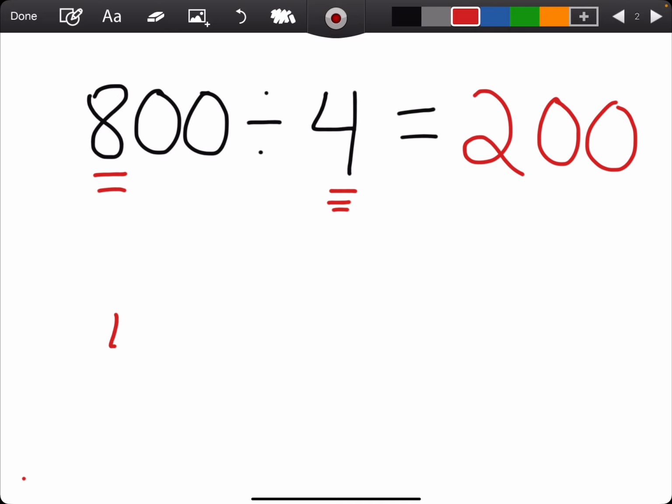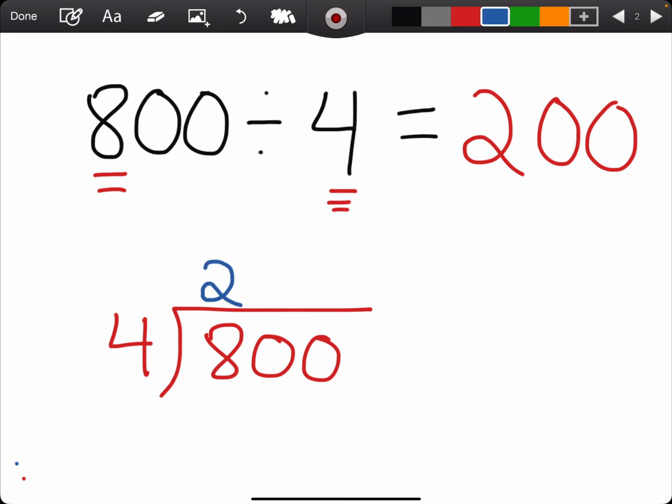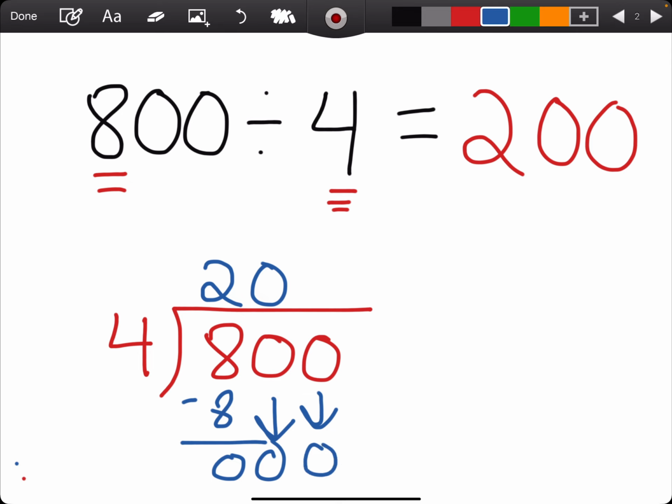Or I can do 800 divided by 4 and I still can do the long division way. Can 4 go into 8? It can. How many times? 2 times. 4 times 2 is 8. Subtract, 0. I bring down the 0. 4 goes into 0 zero times. Bring down the next 0. So I also get 200 that way. So you need to know your basic fact here, and you can solve a question like this.